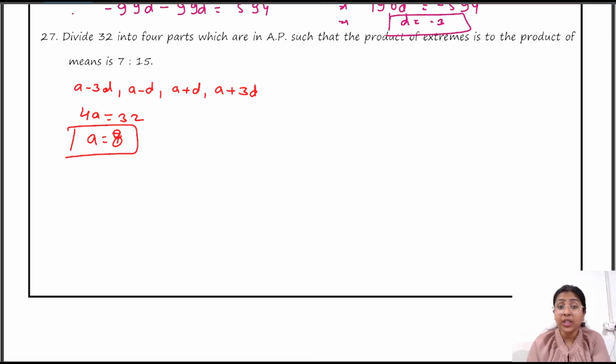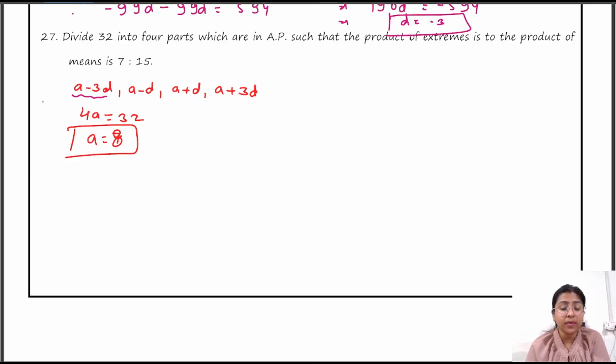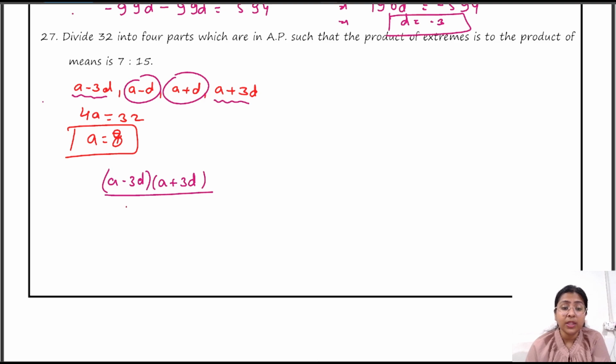Okay, now see the second condition. You need to divide 32 such that the product of the extremes, extreme means the numbers which are occupying the corner positions. So extremes are A minus 3D and A plus 3D, and the means are A minus D and A plus D, the middle ones. So according to the question, the ratio of the product of the extremes to the means is given as 7 over 15. Yes or no? Yes. Now multiply these, you will get A square minus 9D square divided by A square minus D square is equal to 7 over 15.